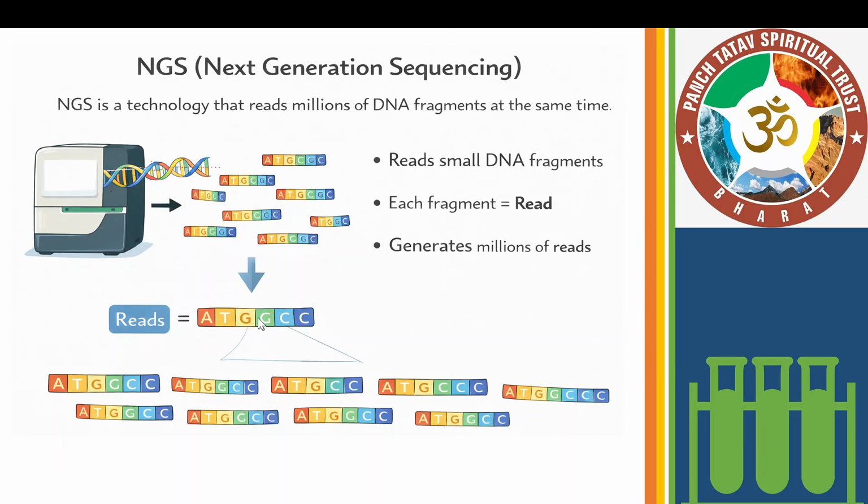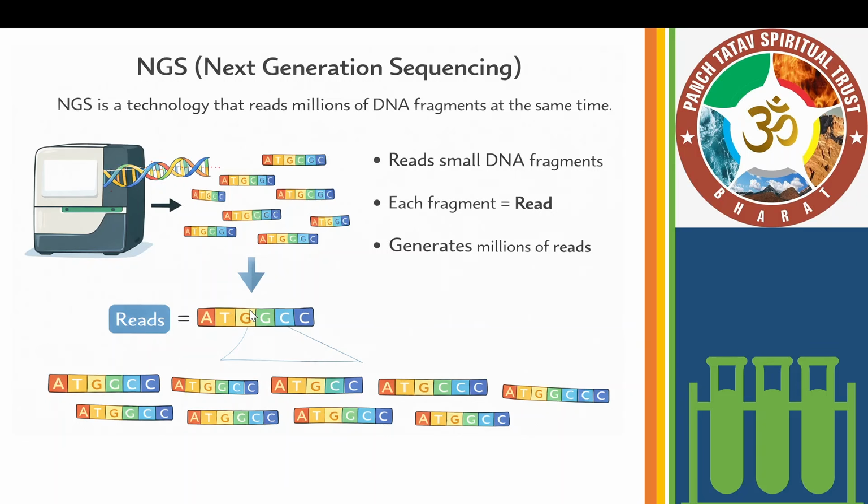Now we understand the term sequencing from yesterday's lecture. What is sequencing? To read the DNA. So imagine that we have this one DNA fragment. Sequencing means that we are reading this DNA fragment, correct? But the question is, from how many sides is this NGS machine reading this DNA fragment?